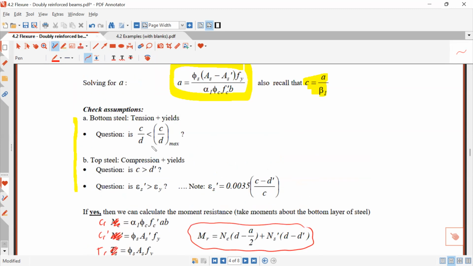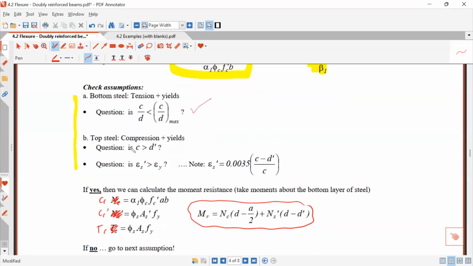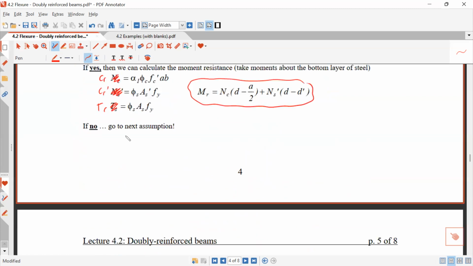Okay, but we need to check these assumptions, right? We need to check that the tension steel is yielding. We need to check this here. So if this passes, we continue. Then we check, is the top steel in compression? So we need to check C is larger than D prime. And is it yielding? We need to check this thing, epsilon S prime larger than epsilon Y. If these things are not valid, we need to go to the next assumption and start again.